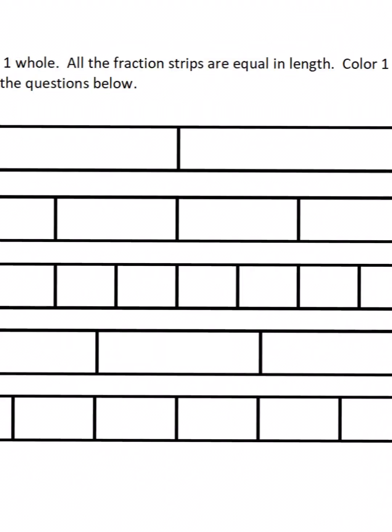Our first task is to color one fractional unit in each strip, then answer the question below. So all of these fractions are equal in length. They were equal to the same whole. They are broken up into different parts. So for our first one here, we have 1/2. So 1 is shaded out of 2.